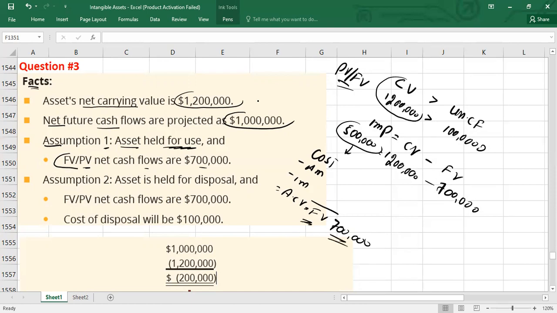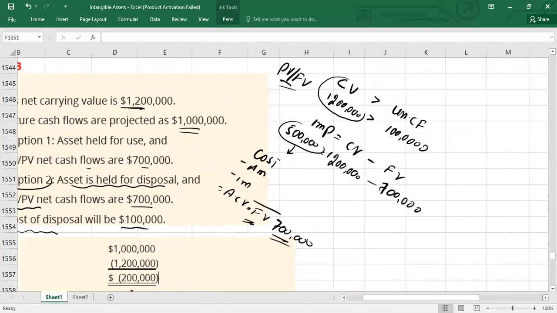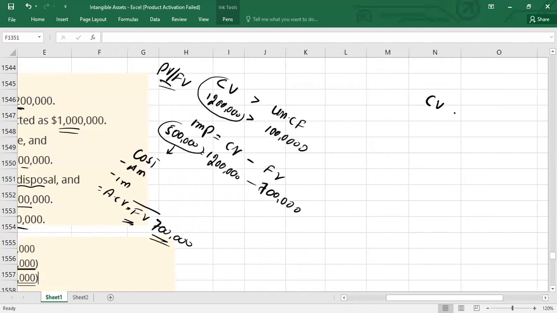Now I'm assuming the same data, please guys remember: your carrying value of the asset is 1.2 million, your undiscounted cash flows are 1 million, and the fair value of the asset is 700,000. Now we have assumption number 2. If the asset is held for disposal, same fair value of 700,000, and cost of disposal, maybe you will sell it, is going to be $100,000. In this scenario, first of all, you will apply the same rule, compare the carrying value to undiscounted cash flows, which you might get through the disposal.